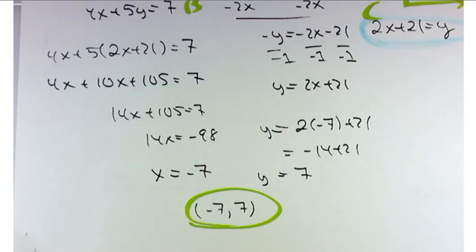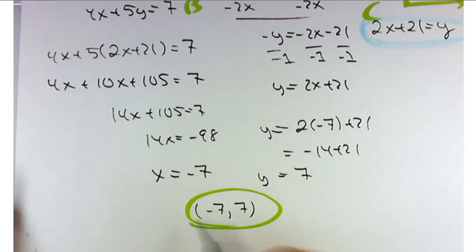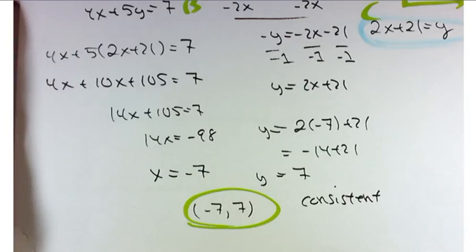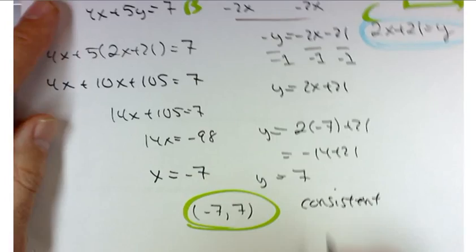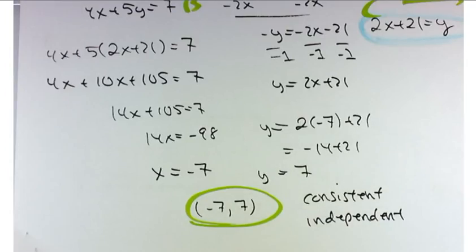Abdulaziz, is this system of equations consistent or inconsistent? Yeah, consistent. I found a solution, right? Consistent. Dependent or independent? Independent. Yeah, independent because the lines are just 2 different lines. If you were to graph this, you would see them cross each other at this point, negative 7 and 7.